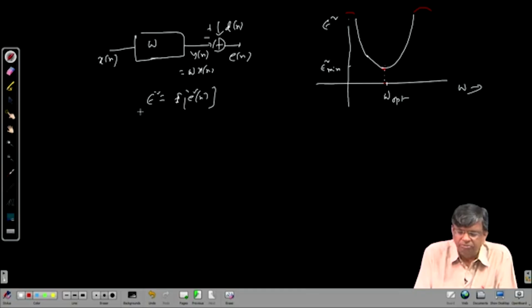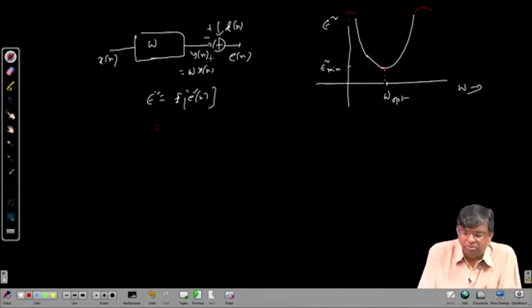That is, if I derive with respect to w, I get a first order equation. A first order equation has one solution. Like here, E square n, if you plot it, e n is d n minus w x n, as I told you. You put d n minus w x n here and square it up and take the expected value. E of d square n will give sigma d square.